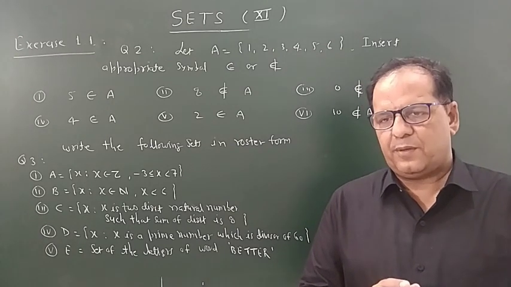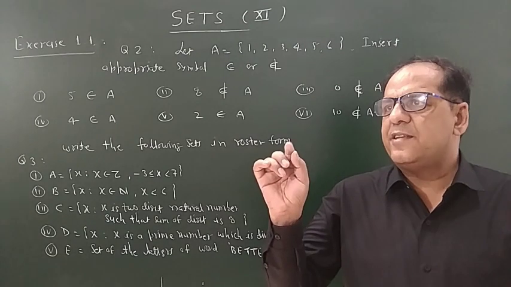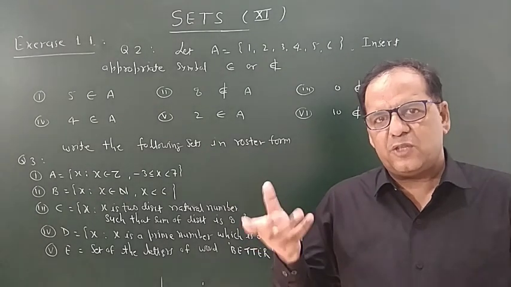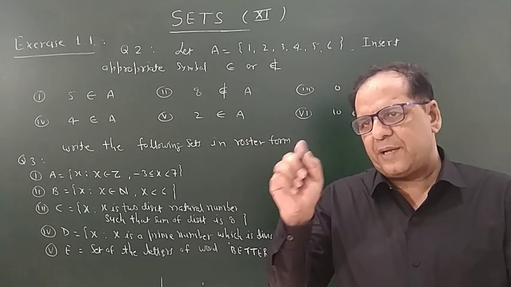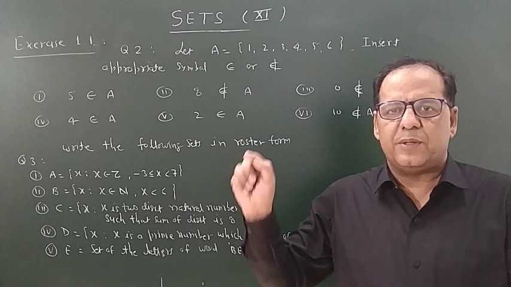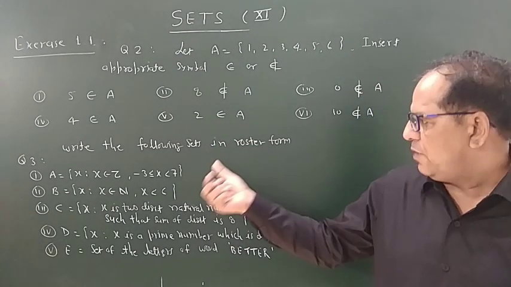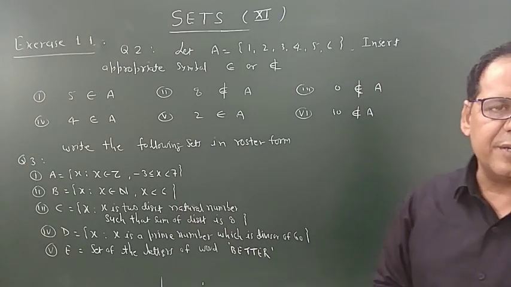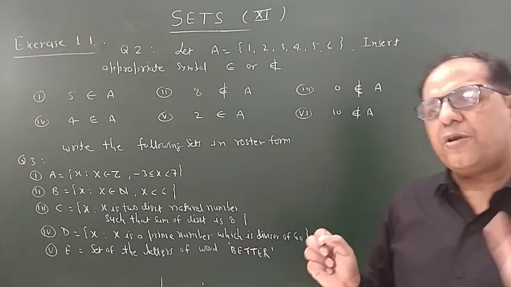Set builder form. Suppose that we write N is the set of natural numbers. This way of writing is called set builder form. And if we write capital N equal to curly bracket, elements 1, 2, 3, 4 up to infinity, this way of writing is called roster form. So here all the parts in this question are given in set builder form, and we want to convert into roster or tabular form.